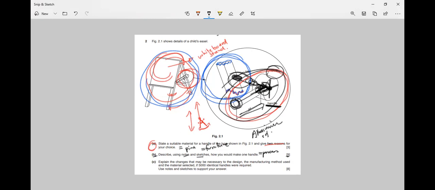Yes, okay. Miguel, let's quickly look at question C. You can read it. Explain the changes that may be necessary to the design, the manufacturing method used, and the material selected, if 5,000 identical handles were required. Use notes and sketches to support your answer. Excellent. Which process would you use to make duplicates?